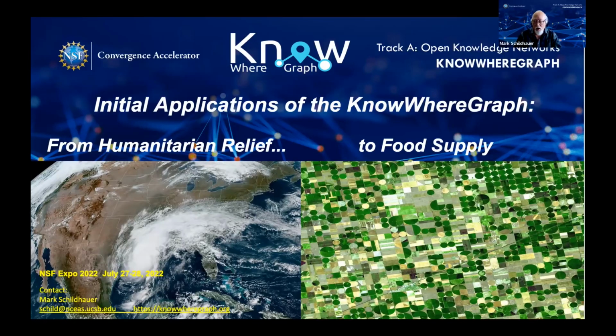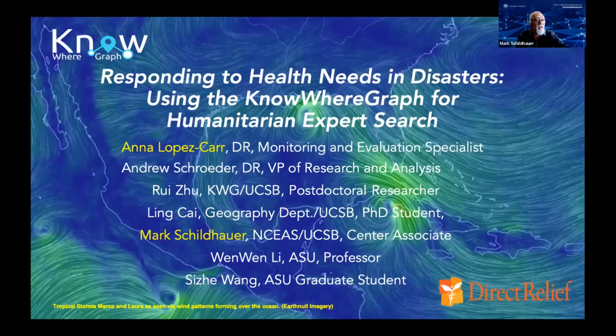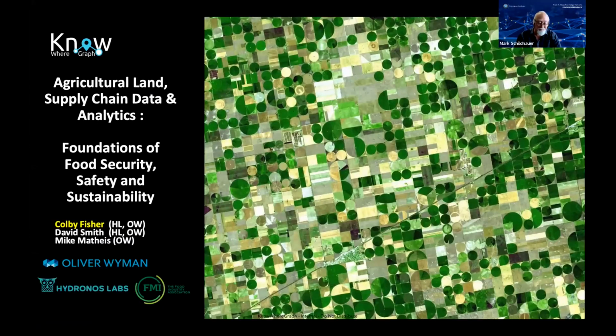This is the KnowWhereGraph project. And this session will be about initial applications of the KnowWhereGraph. My name is Mark Schildhauer, and I'm a co-PI on the project. In this session, you'll learn about 2 of our initial use cases or applications, involving collaborating with partners working in disaster relief and in the farm and food industries.